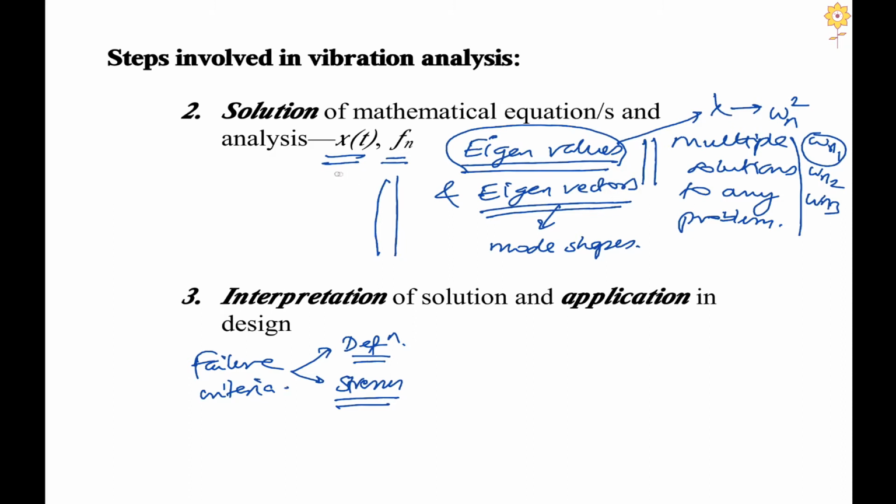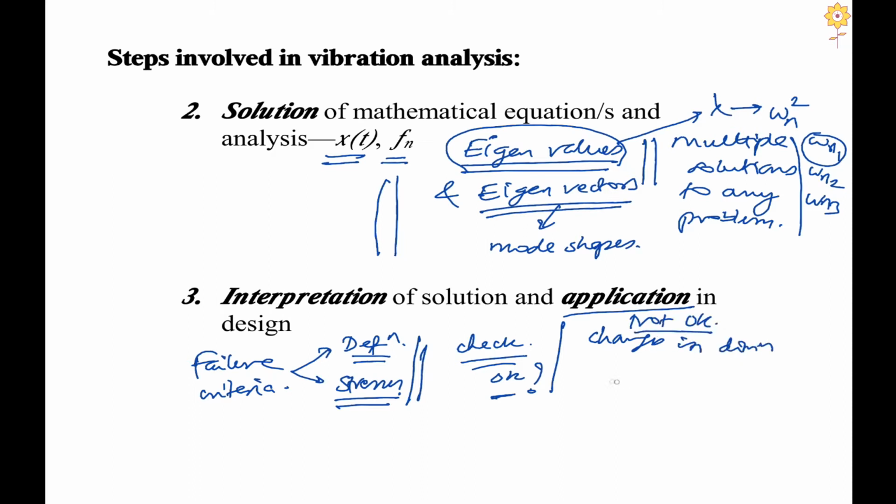So, based on these values from the solution in step number 2, I am going to check the deformations and the stresses and check whether they are okay or not. If it is okay, then we will apply that for the further process, right. And if it is not okay, then we can make changes in the design, something like changes in dimensions, or you can have changes in the material, or in the parameters, fine. So, this completes the 3 steps of the vibration analysis.